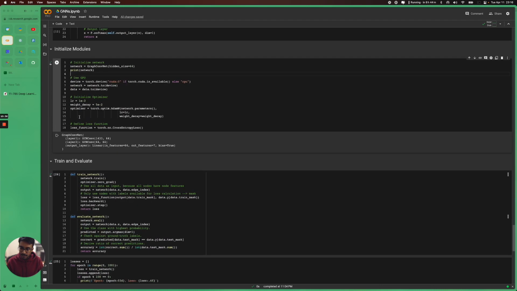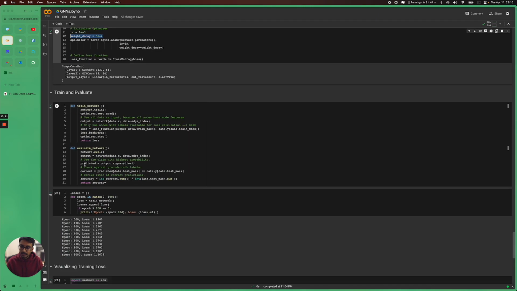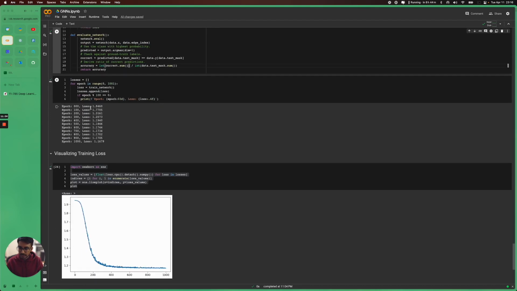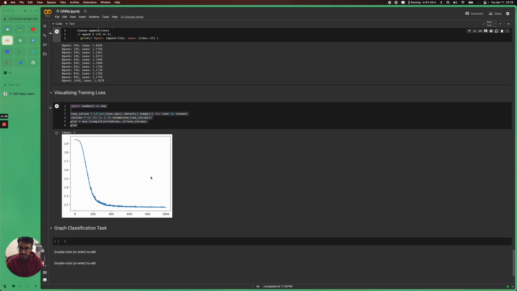Again, we go through the same process. Here, I've included some weight decay for regularization. We have train and evaluate functions. As you can see, we check against the ground truth labels using the masks that are part of the dataset. We check whether the predicted logits for the test nodes, using the test mask, match the ground truth labels for the test nodes. And as you can see, training it for 1,000 epochs gives us a pretty stable decrease in the loss down to 1.16.